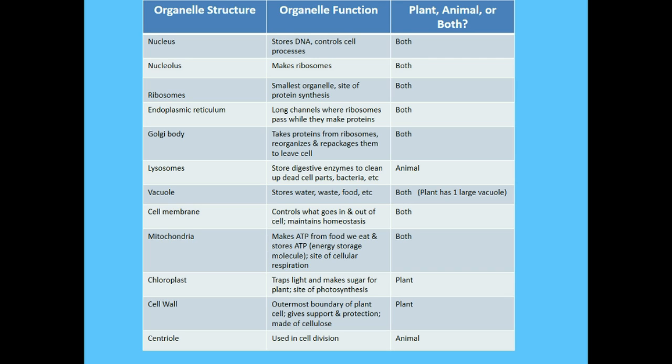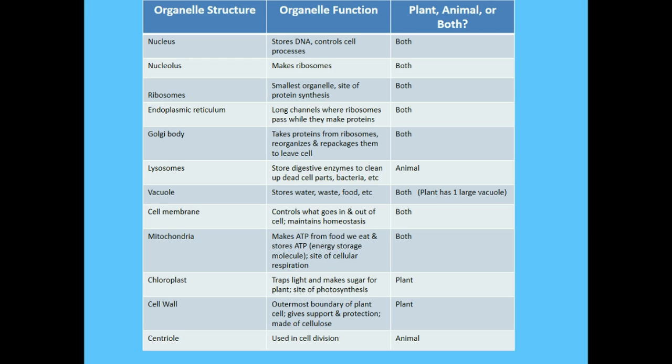Lysosomes are the trash cans. They take in the broken parts, they take in the foreign objects that need to be destroyed, and they break them down. The vacuoles are like your book bag or your bedroom closet. They store stuff. They store waste, they store food, all sorts of stuff. Now, like I mentioned, animals have smaller versions of it, whereas plants have one large one. The cell membrane is very important. It basically holds the cell together, and it controls what goes in and out.